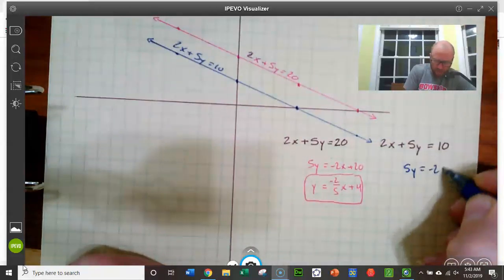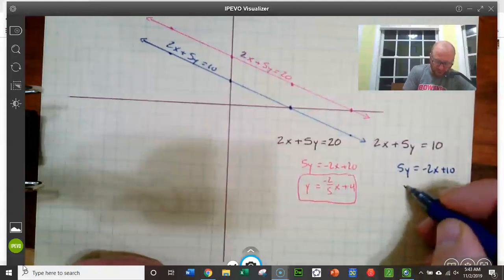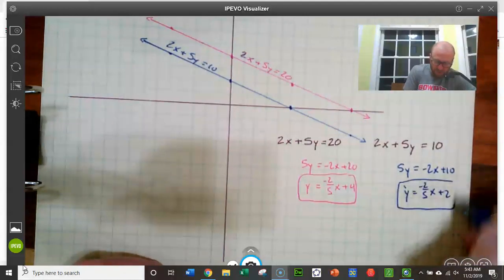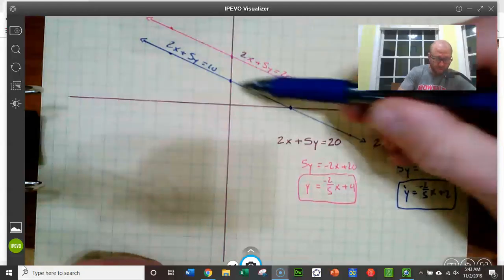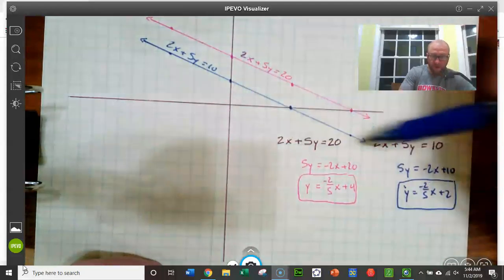Or over here, we would have 5y equals negative 2x plus 10. So I subtract 2x from each side, divide by 5, and we get negative 2/5 x plus 2. Okay, so this time y-intercept is 2, and we're going down 2 over 5, down 2 over 5.